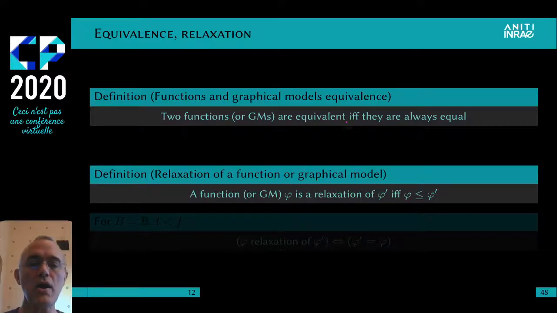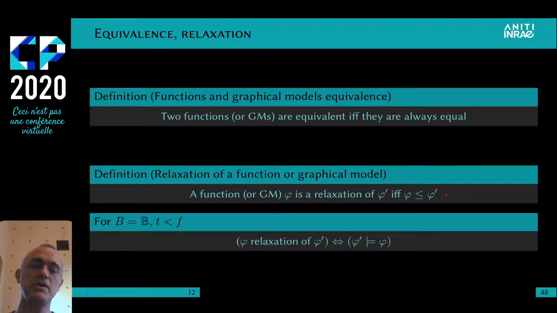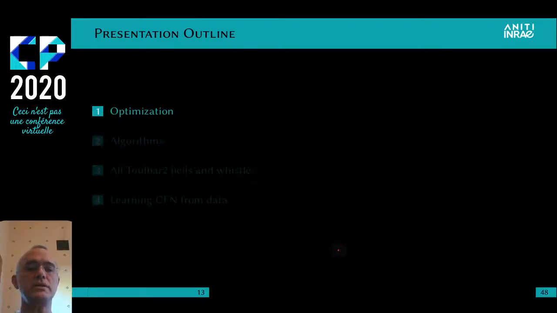And for a more numerical aspect, we will also use relaxation. So we'll say that phi is a relaxation of phi prime if it is dominated by phi prime. And again, this has a nice logical interpretation, because in the Boolean case, when k is equal to 1, being a relaxation means that you are semantically entailed by the other function. So that has a nice logical interpretation.